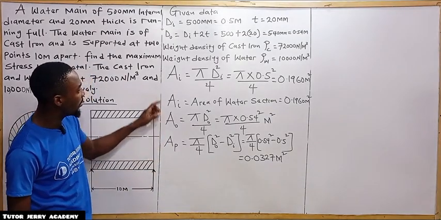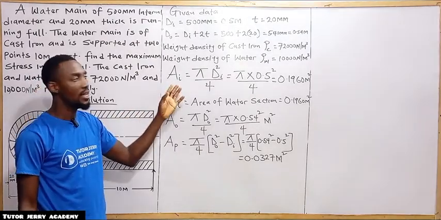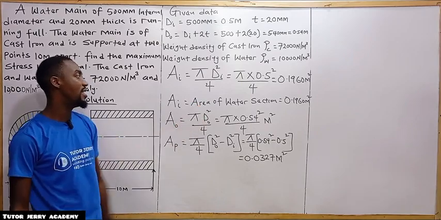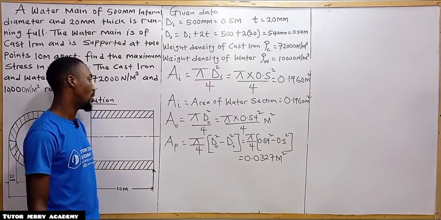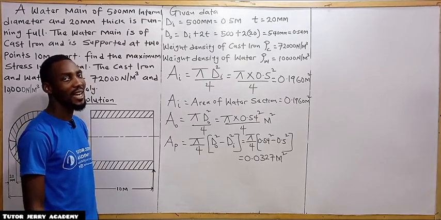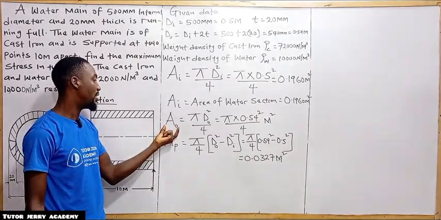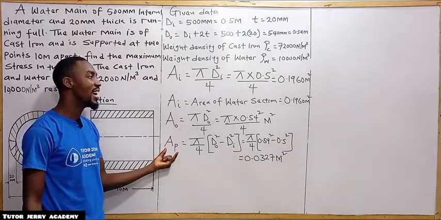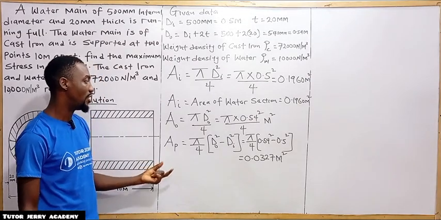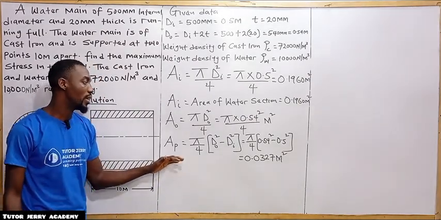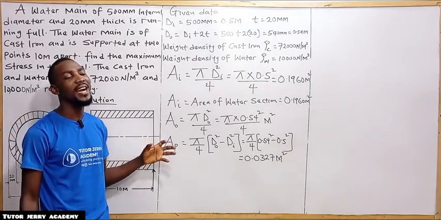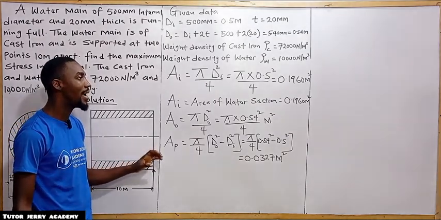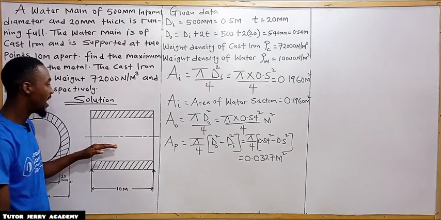So we are done with the area of the internal diameter, which is also known as the area of the water section, and the area of the outer section, and here is the area of the pipe section. All right, so now since we are done with this, the next thing we are going to do is to calculate the moment of inertia of the pipe section about the neutral axis.